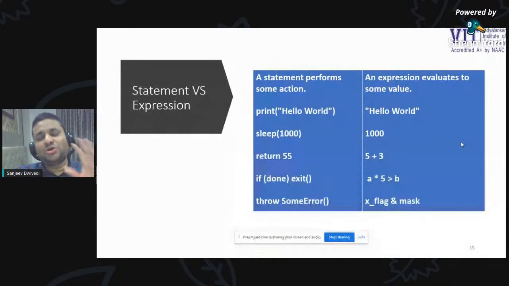Correct? So this is more of an imperative approach. Now, if I simply use a conditional operator like A greater than B question mark A colon B, that's the kind of expression I'm talking about. Don't you think so? It is that conditional operator.